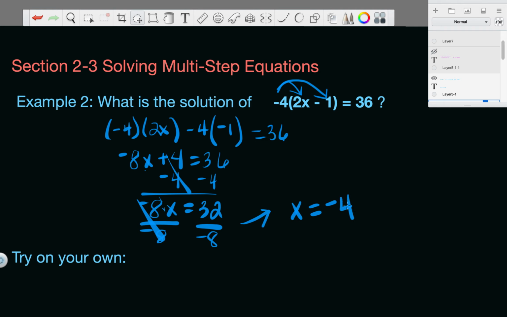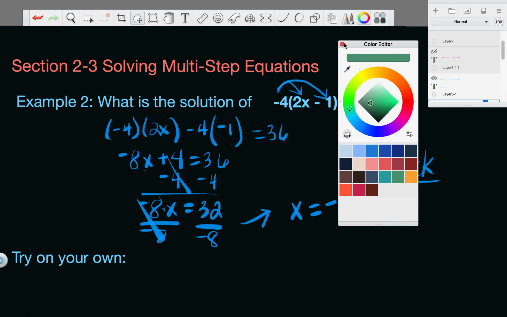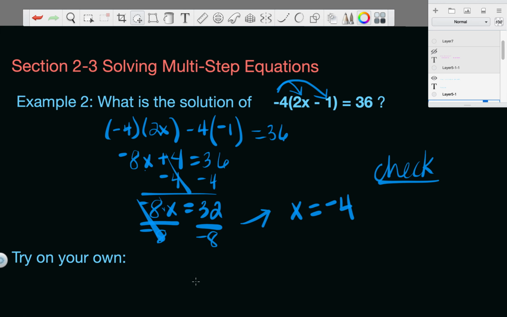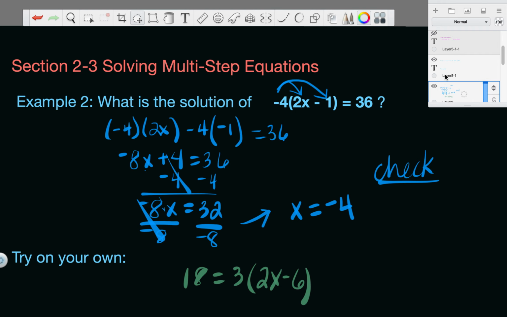So again, I'm going to encourage you guys to check this on your own. Okay? And then I'm going to give you a new problem. Okay? You're going to try out 18 equals 3 times 2x minus 6. Okay? Model it the same way as we did the problem in blue. And then we are going to move on.